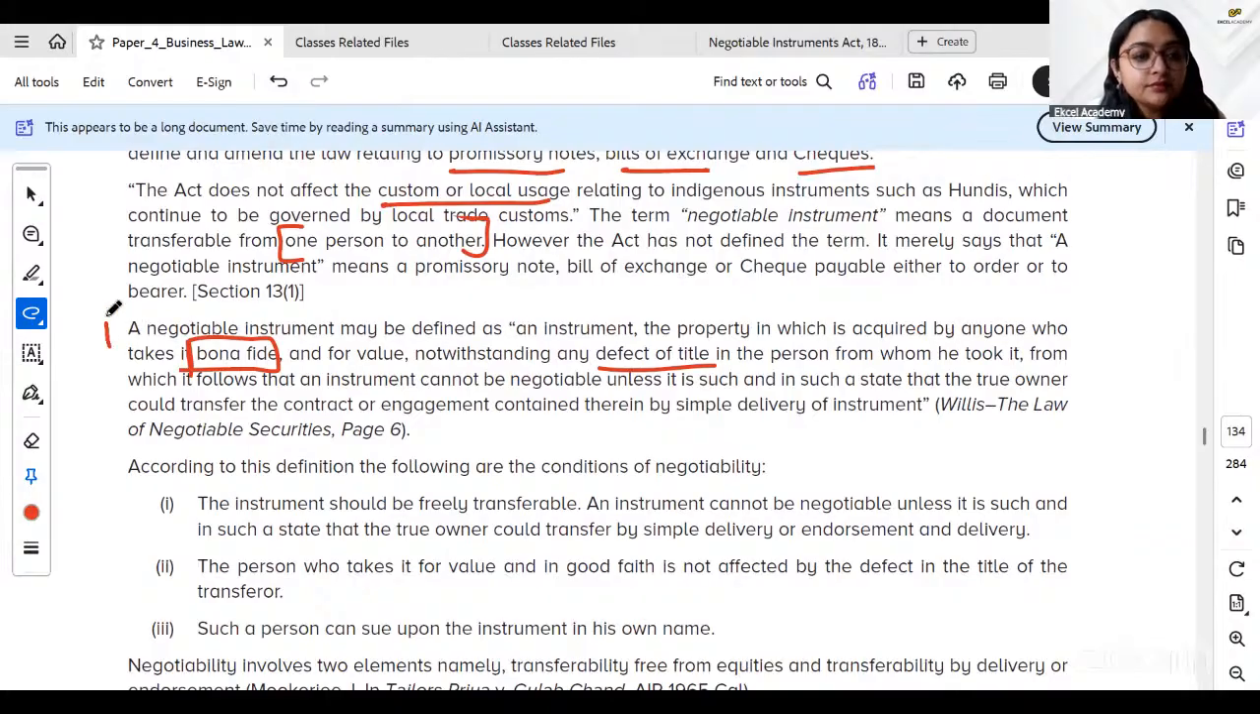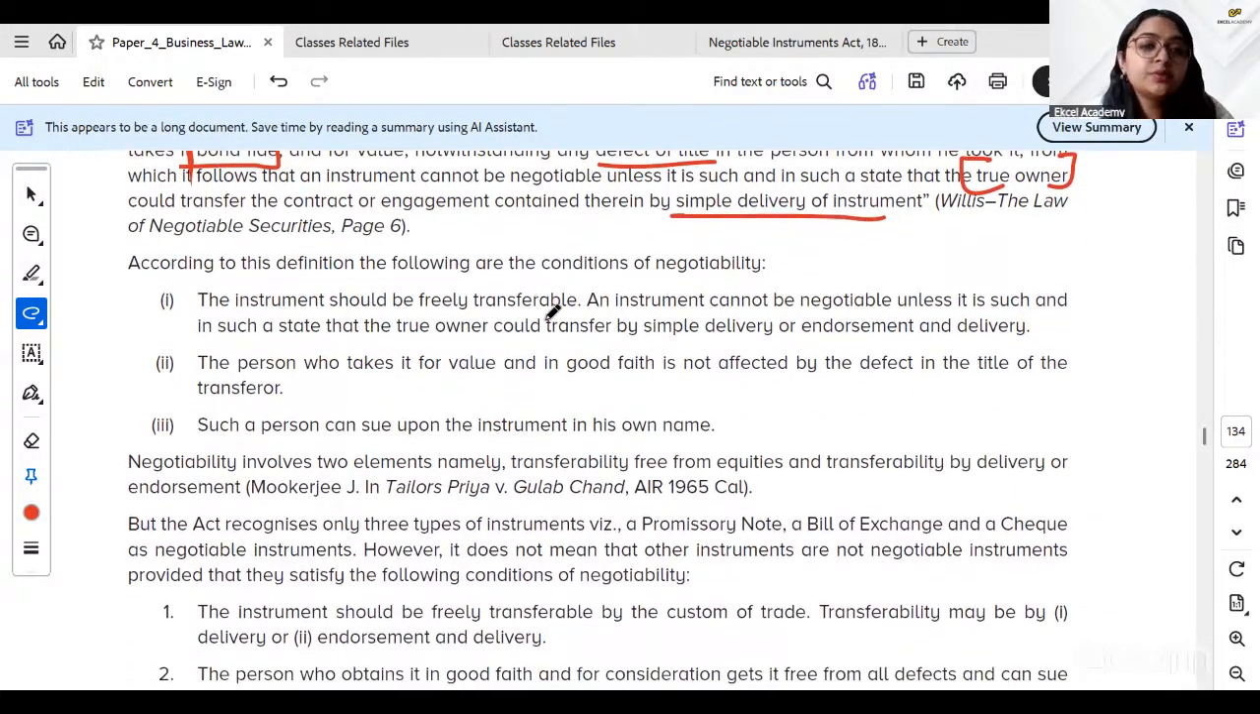It follows that an instrument cannot be negotiable unless it is in such trade that the true owner could transfer the contract or engagement by a simple delivery of the instrument. So your conditions for negotiability are that it should be freely transferable, taken in good faith, and then the holder can sue on the instrument in their own name.